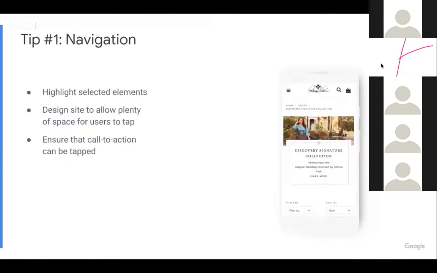First, you want to make it easy to use your site. You can do this by highlighting elements that are selected, for example, when choosing options on an e-commerce store. Design your site to allow plenty of space for users to tap so they don't end up frustrated by making the wrong selections as they're browsing on a 4-inch mobile screen. And ensure that your calls to action, those CTAs, can be tapped with your finger to make the process of converting as easy as possible.